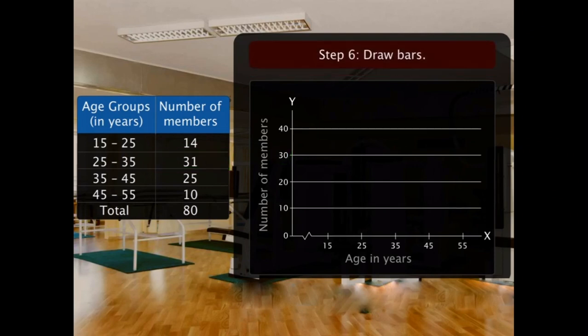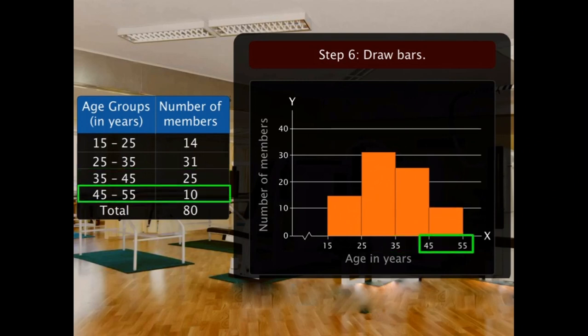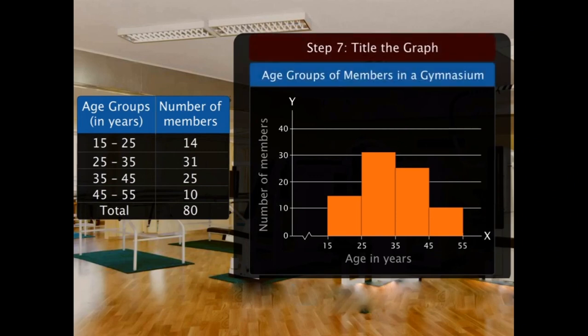Now, it's time to draw the bars. For example, 14 members fall in the age group 15 to 25 years. So, we draw a bar on the horizontal axis of width equal to the size of the age group 15 to 25 years. The height of the bar corresponds to 14 on the vertical axis. Similarly, we draw the bars for the other age groups. Finally, we put a title for the histogram.